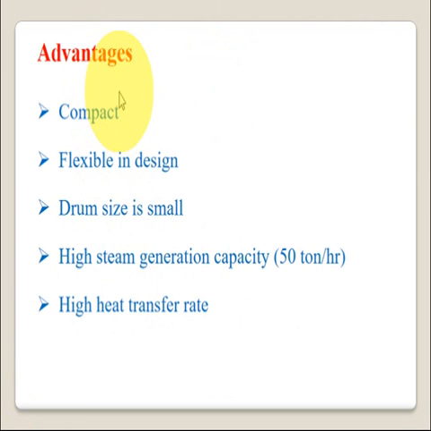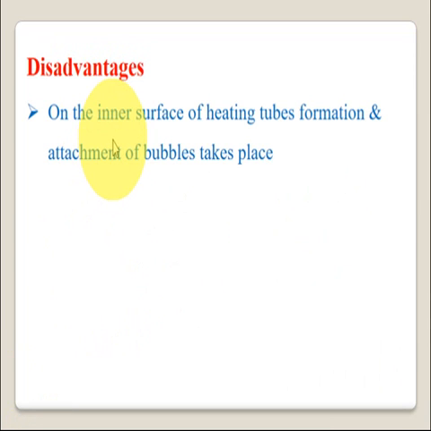Now we'll discuss advantages of Lamont boiler. Lamont boiler is compact, flexible in design. The drum used in a Lamont boiler is small in size, requiring small space. It generates the steam at high rate, about 50 ton per hour, and the heat transfer rate is also high in a Lamont boiler. Disadvantage of a Lamont boiler is that on the inner surface of heating tubes, bubbles are formed and attach, which reduce heat transfer rate.